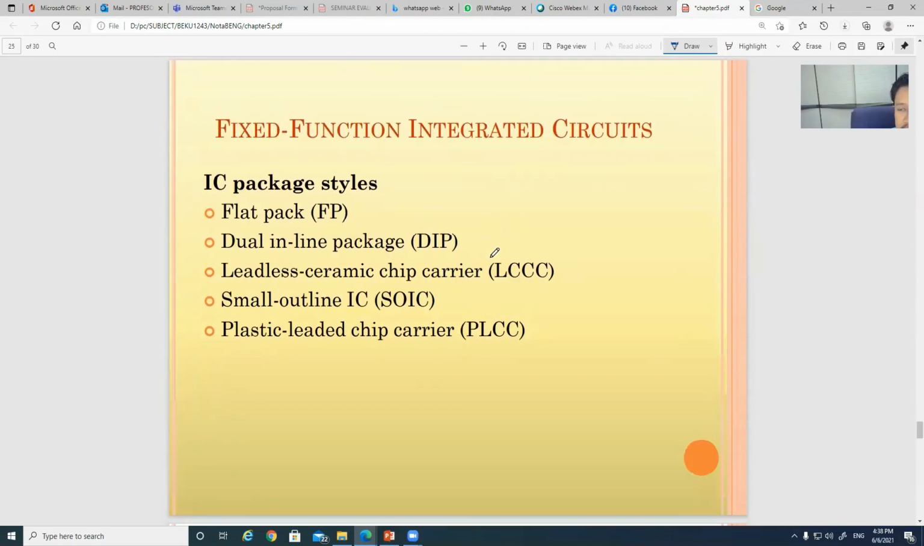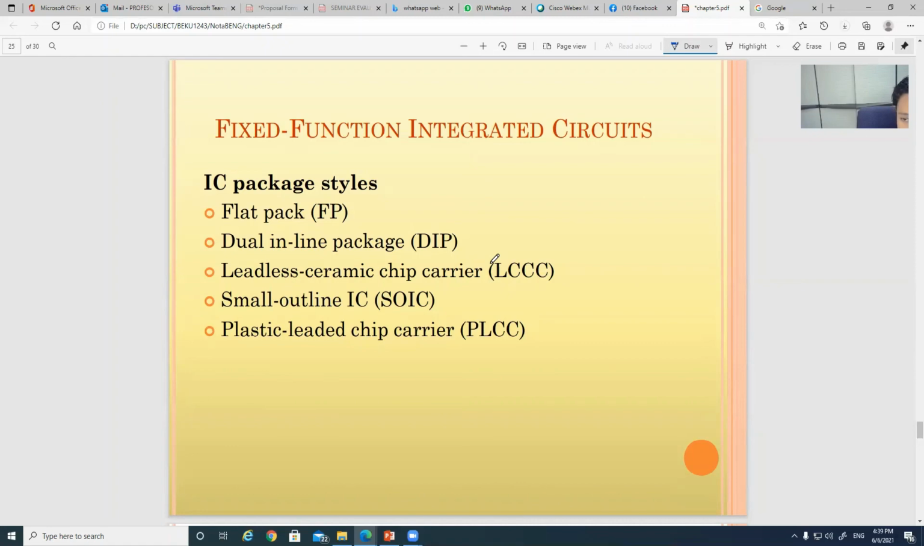Okay, so next in chapter 5 is the fixed function integrated circuit. This is for IC package style, that means the type of IC. Sometimes an IC can have different package styles: dual inline package (DIP), leadless ceramic chip carrier, small outline IC, and another one is the plastic leaded chip carrier. So these are some of the IC package types.